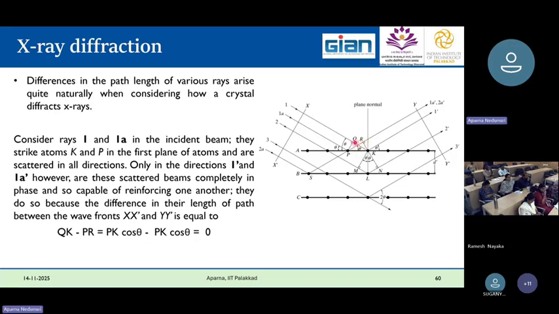Now what is QK? If this is theta, you'll also have theta over here. And QK would be PK cos theta. If this is PK, QK is PK cos theta. Similarly, PR is also PK cos theta. Now, is there any path difference? The path difference is 0.